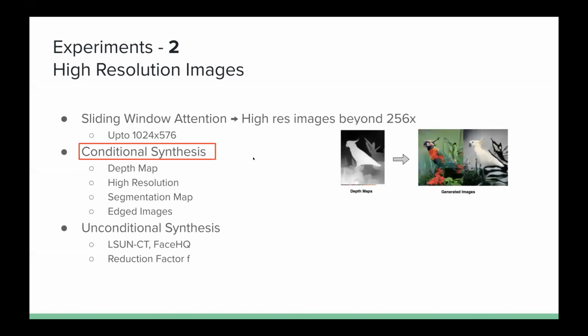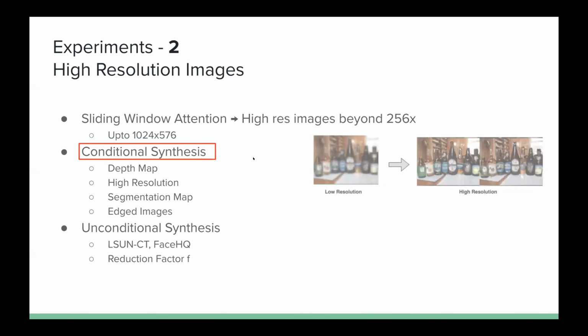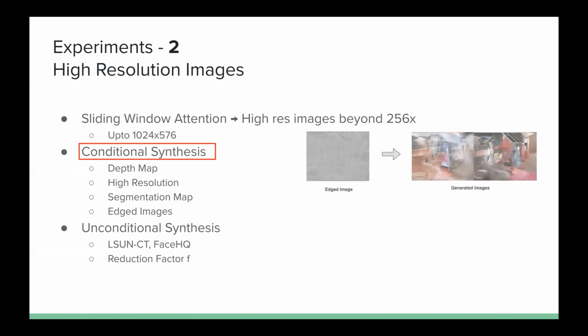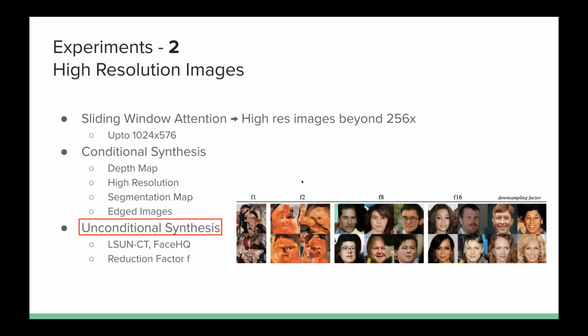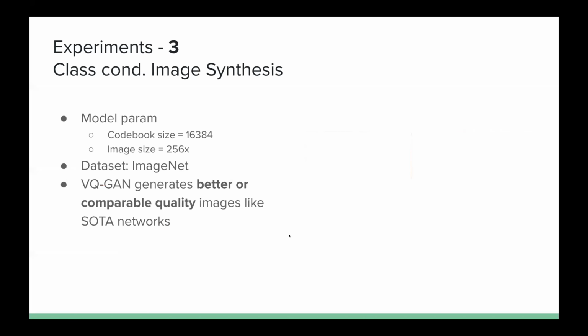So in the conditional setting, they tried 4 different settings like depth map, low resolution, segmentation map, and edge image, and they were able to generate high resolution images for all settings. For unconditional settings, they introduced a reduction factor, which is nothing but how much information is encoded into a codebook. So when they encoded more information, they were able to get more coherent and real lookalike images, whereas for small f values, the images were not of good quality.